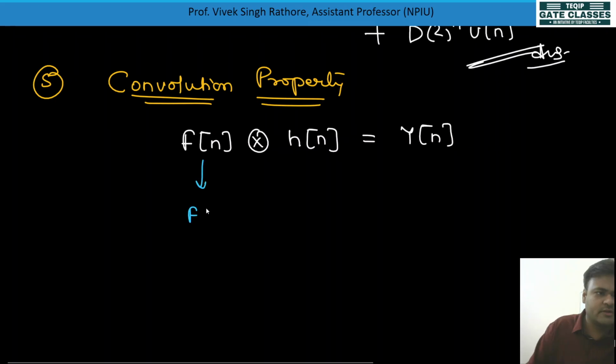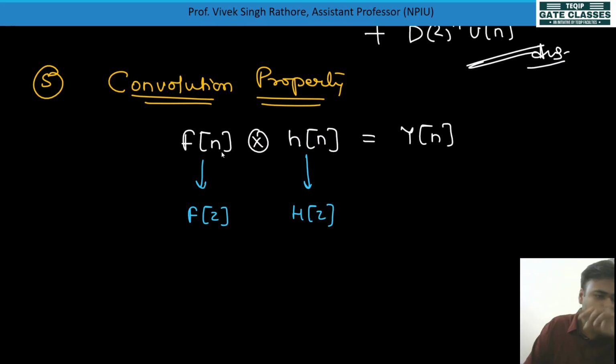This Z transform is f of z, let's suppose. This Z transform is h of z. So if we convolve signals in the time domain, in the frequency domain or Z domain we can just multiply them, and then we'll get the Z transform of the output. The convolution property says that convolution in the time domain will lead to multiplication in the frequency domain.